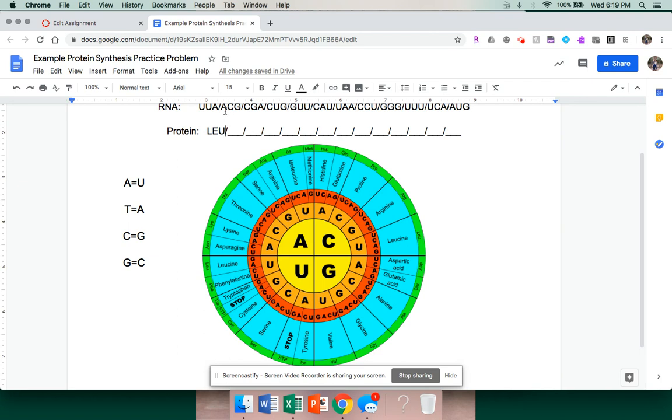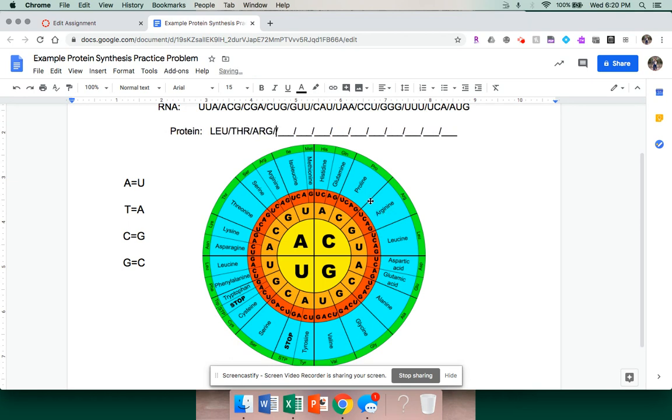Now for my next one, the codon is ACG. So I'm going to start from the middle and work my way out. A, C, G, threonine, abbreviated THR. Okay. Now I've got CGA. Start in the middle. CGA, arginine, ARG.